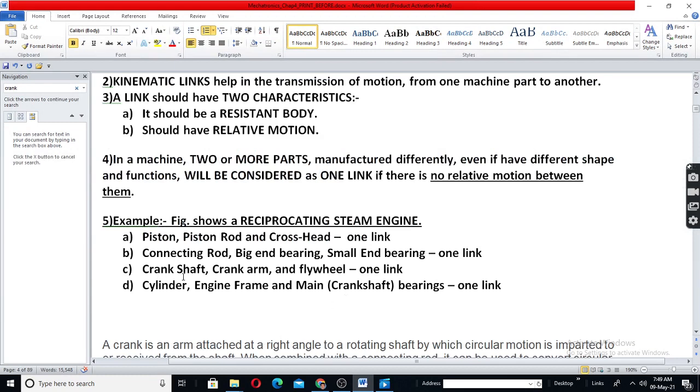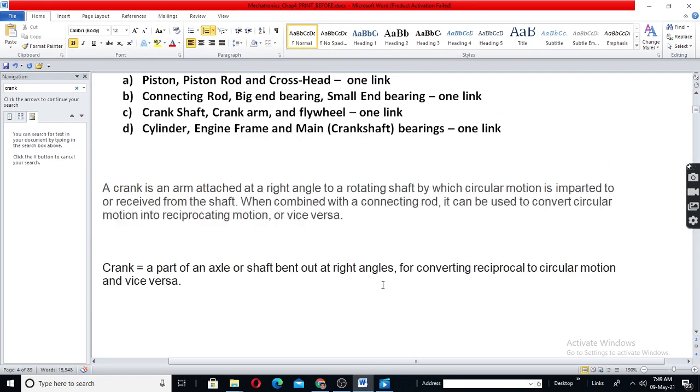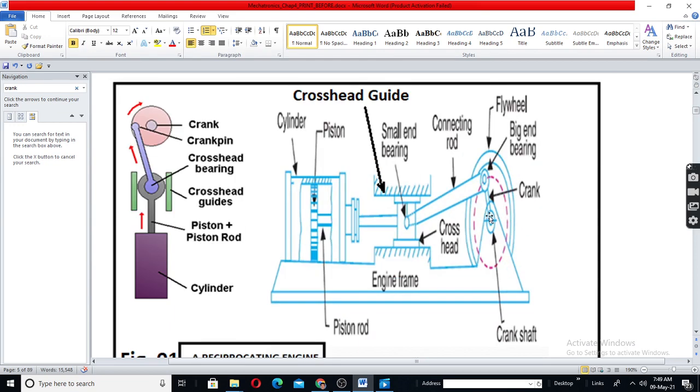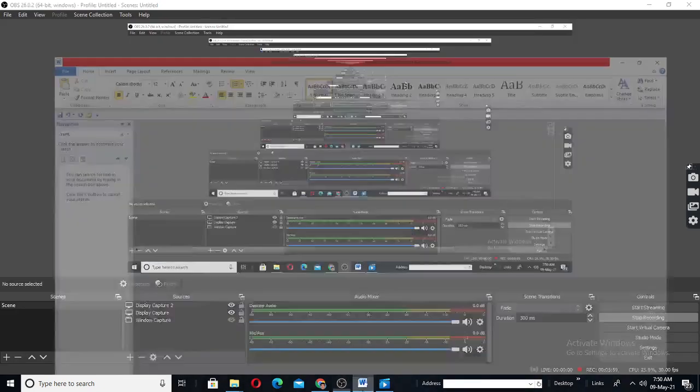Then the crankshaft, crank arm and flywheel are one link. This is the crankshaft, crank arm, and the flywheel, which is mounted on the crankshaft. That is considered as one link because there is no relative motion between them. All of them move together. When the shaft rotates 60 degrees, the crank arm also rotates 60 degrees, the flywheel also rotates 60 degrees. So there is no relative motion among them. Hence, they are considered as one link.